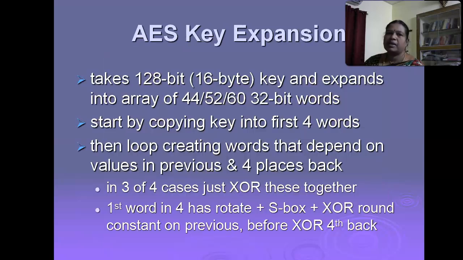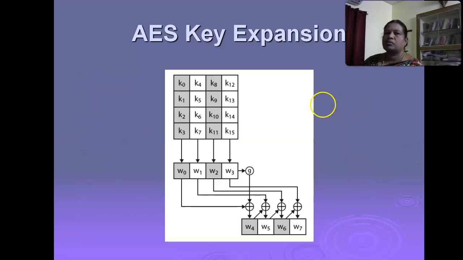So AES key expansion. It takes a 128 bit, that is 16 byte key, and expands it into an array of 44, 52 or 60 32-bit words. So start by copying the key into the first 4 words, then loop creating words that depend on values in the previous word and 4 values places back. In 3 of 4 cases, just XOR these together. The first word in 4 has to be rotated, plus the substitution box, plus the XOR operation with a constant on the previous word, before XOR with the 4th back. So this is the step we go through in AES key expansion.